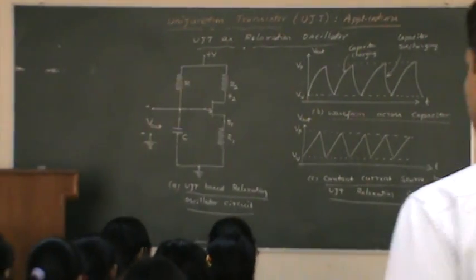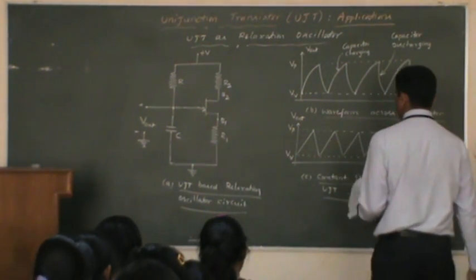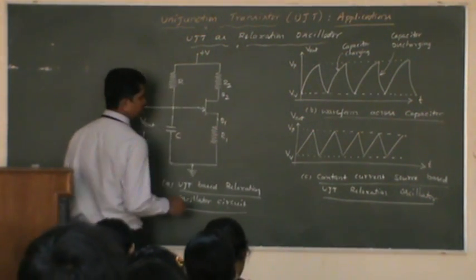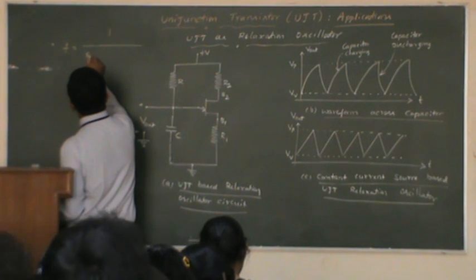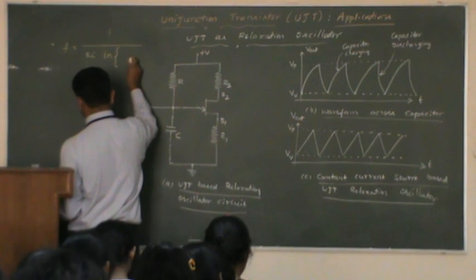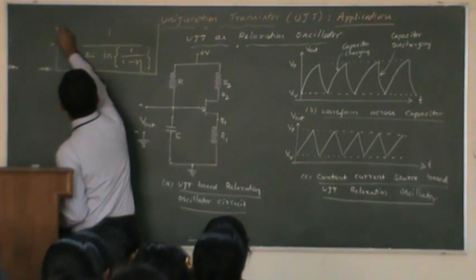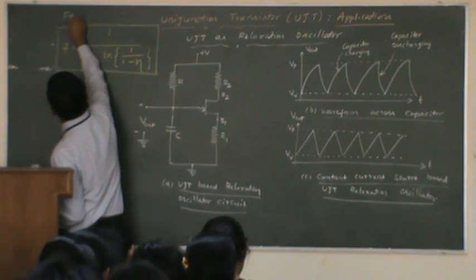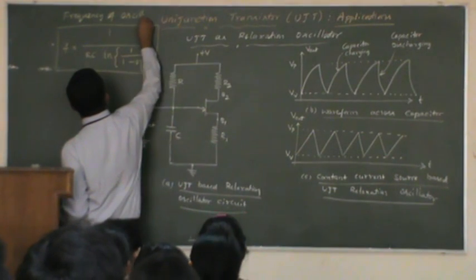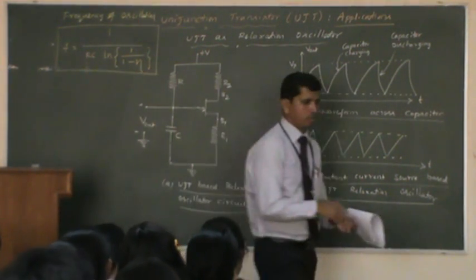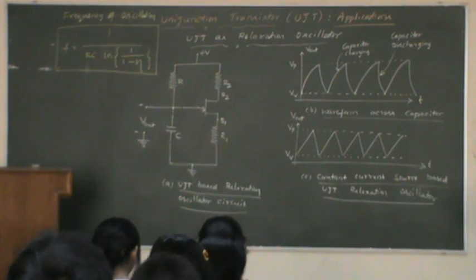Take down these two waveforms and the circuit. There we have written a formula for frequency of oscillation. That formula should be memorized. No need to derive that formula.